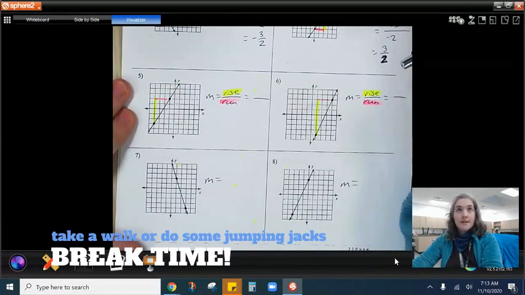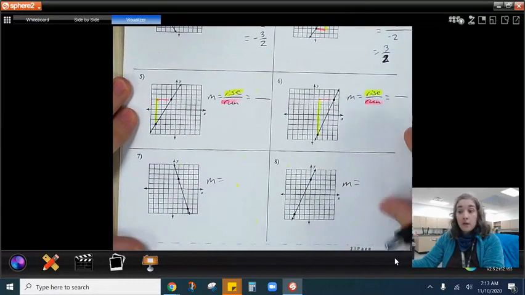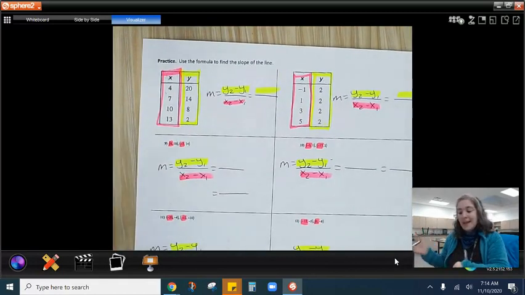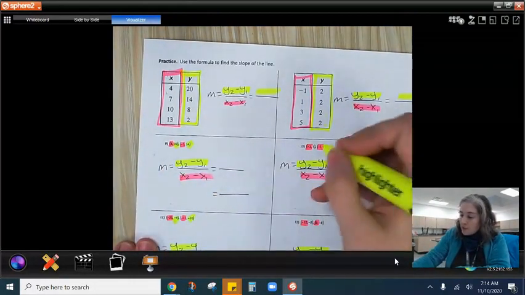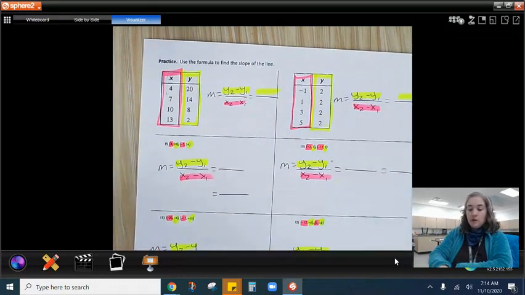So now that we've practiced a little bit, these answers are in my notes, so feel free to double check your work. Let's take a look at what we do if we have a table or some points. How do we do that kind? For a table or some points, what we need is our formula, right? We don't have an easy way to just read the graph now. We actually have to use our formula.